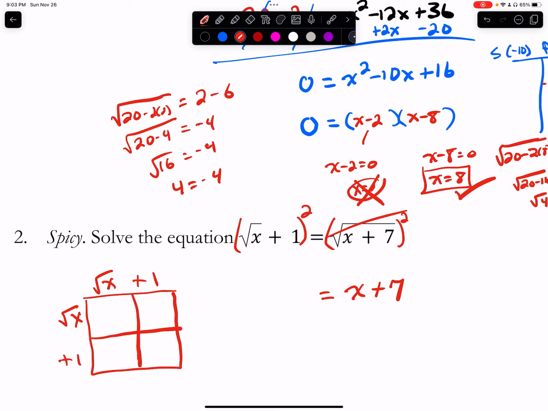Radical x times radical x is just x. And then I've got a radical x here, and then a radical x here, and then a positive 1 here.